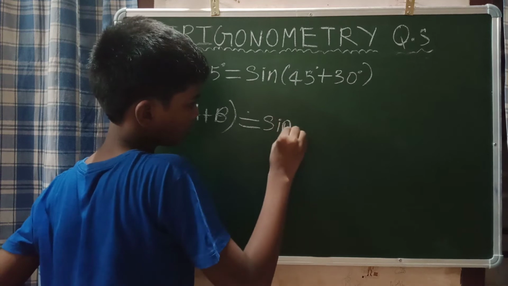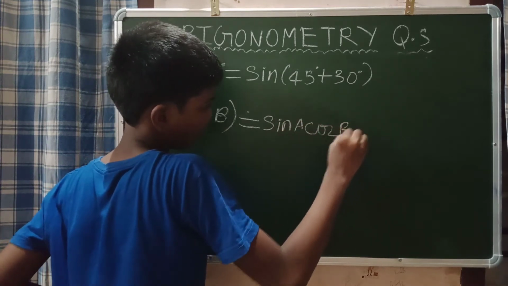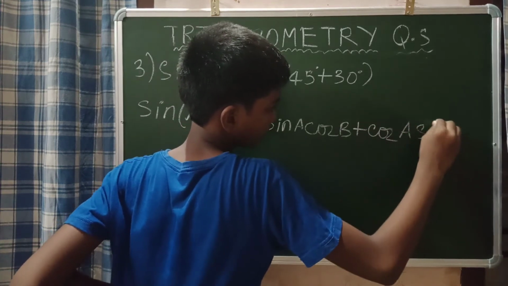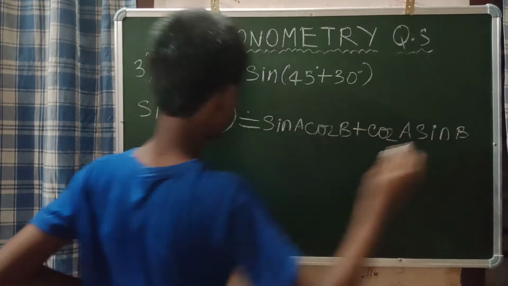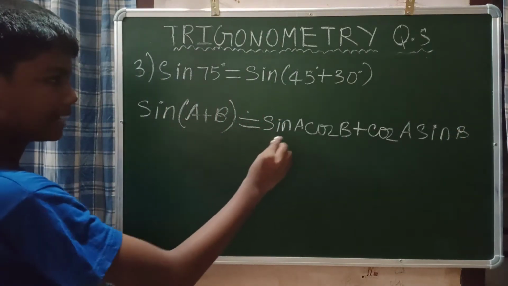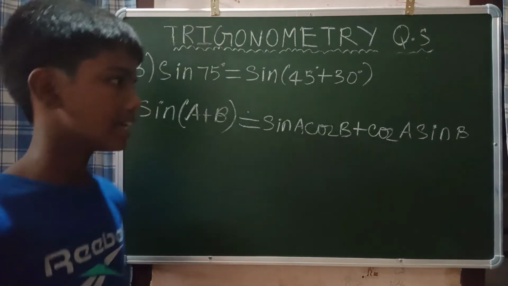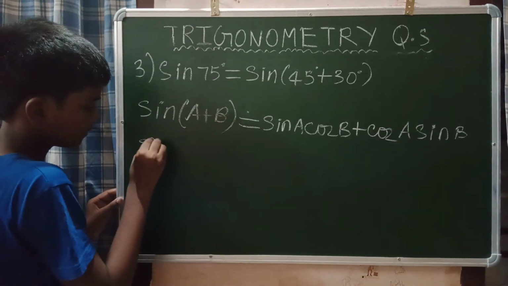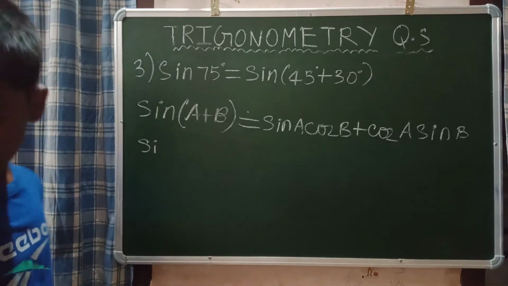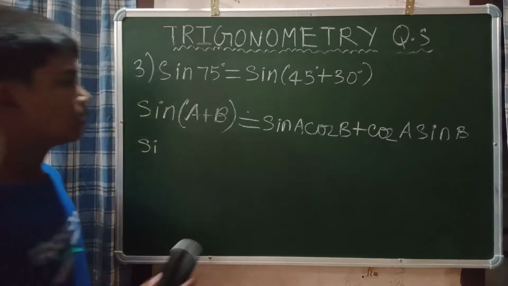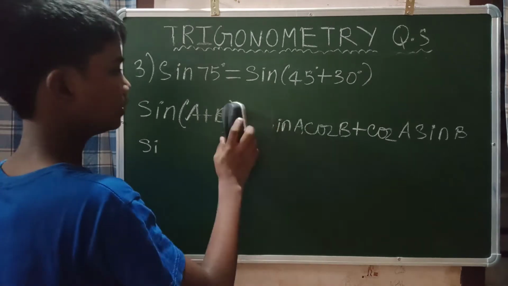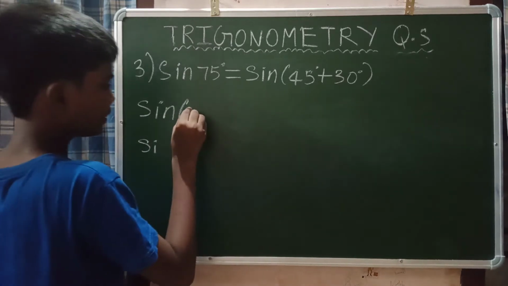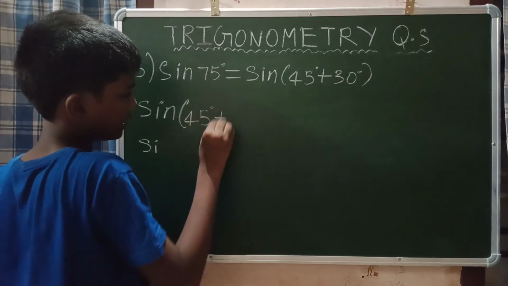sine A cos B plus cos A sine B. This is the formula of sine A plus B. That means sine A cos B plus cos A sine B is the value of sine A plus B. That's okay. Now I am going to evaluate the values. Now I am taking the duster. Please see, in place of sine A plus B, I am going to write 45 degree plus 30 degree.